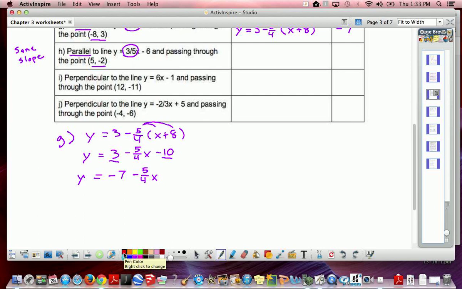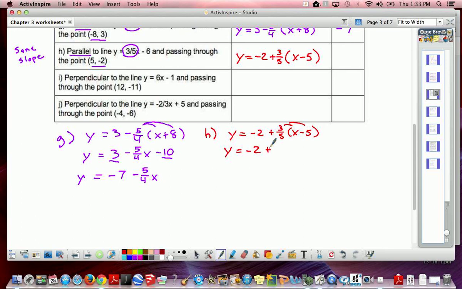All right, with H, same process. So I have y equals, well, my y-intercept is negative 2. My slope was 3/5. And then I have x minus 5. So if I copy that one down right here, y equals negative 2 plus 3/5 x minus 5. I'm going to distribute the 3/5. So I have negative 2 plus 3/5 x, and distributing, negative 5 makes that negative 3. Negative 2 and negative 3 make negative 5 plus 3/5 x. So my y-intercept is negative 5.